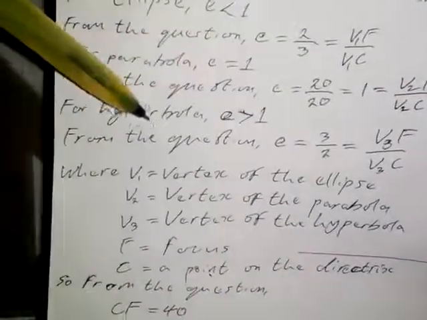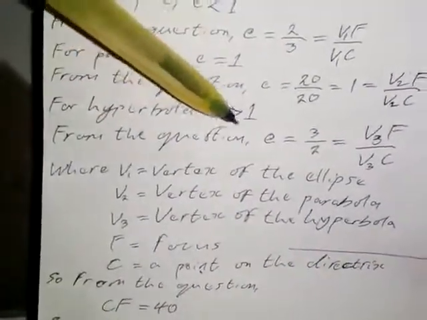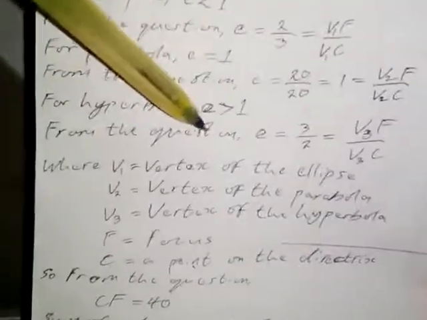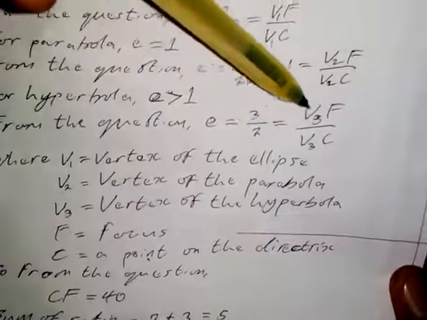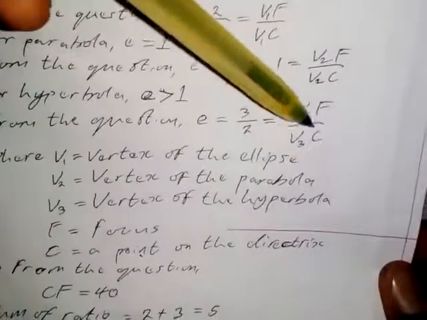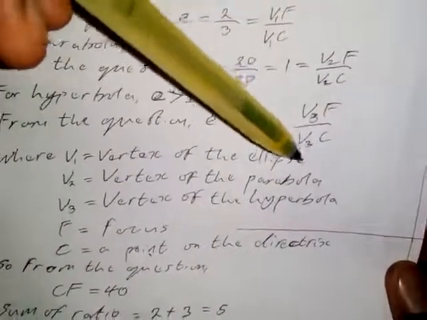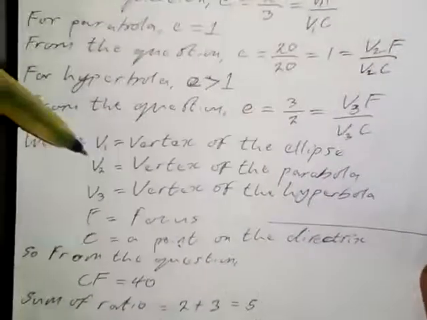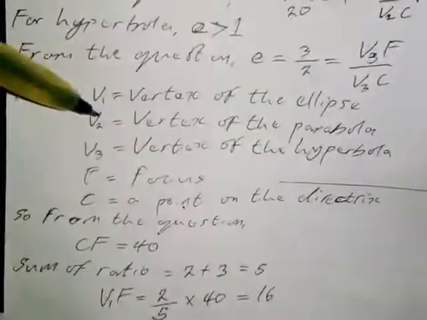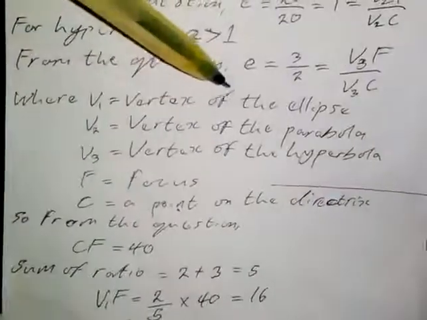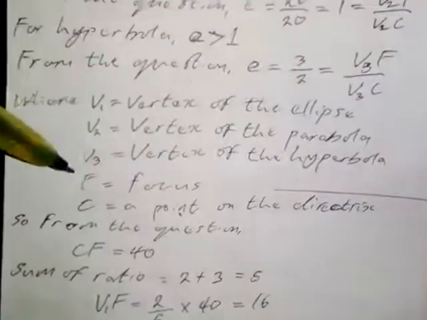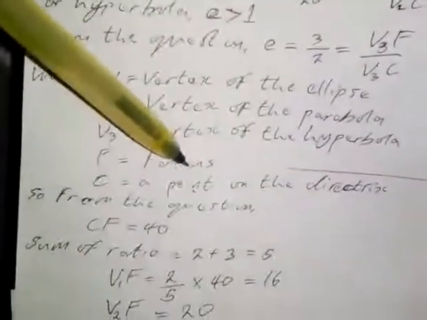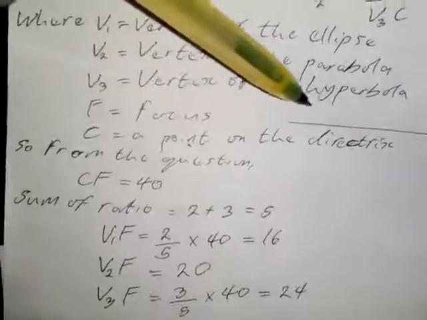Then for a hyperbola, the eccentricity is greater than 1. And from the question, we know that the eccentricity is given as 3/2. And I'm representing that with V3F over V3C. Now, as I said here, V1 is the vertex of the ellipse, V2 is the vertex of the parabola, and V3 represents the vertex of the hyperbola. F is the focus, and C is the point on the directrix.